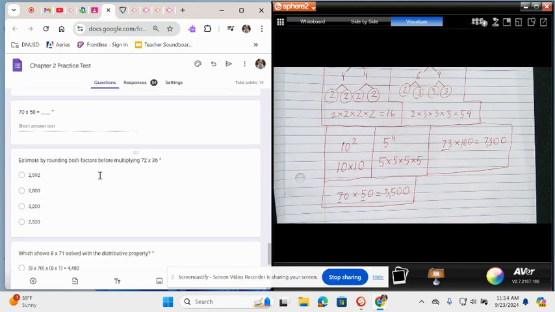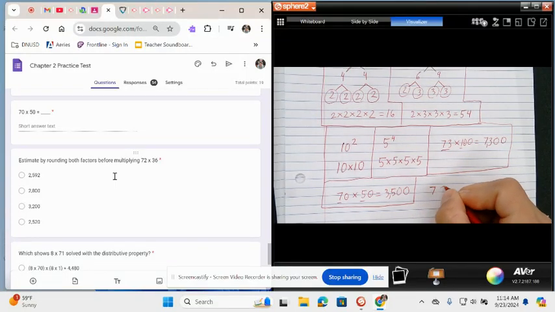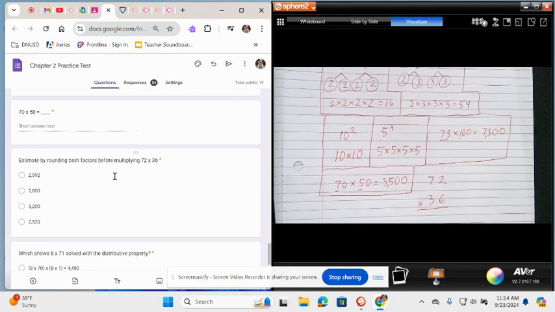Next it says estimate by rounding both factors before multiplying. So let's write 72 times 36. Now, we're not finding the exact answer here. It says to estimate by rounding. When you're estimating, you're finding an answer around the exact answer.